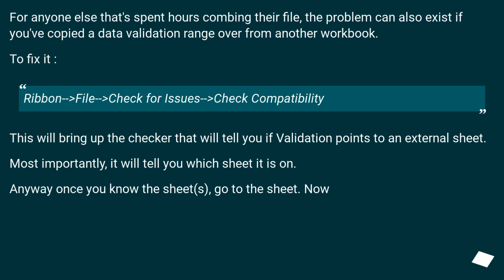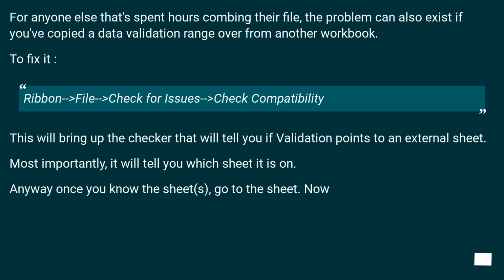For anyone else that's spent hours combing their file, the problem can also exist if you've copied a data validation range over from another workbook. To fix it, go to the Ribbon, File, Check for Issues, Check Compatibility. This will bring up the checker that will tell you if validation points to an external sheet. Most importantly, it will tell you which sheet it is on.